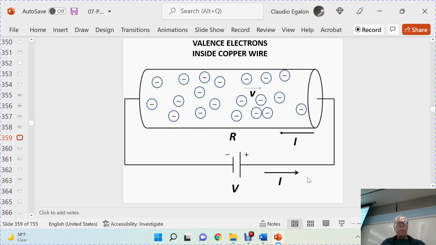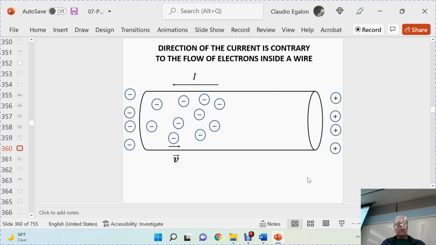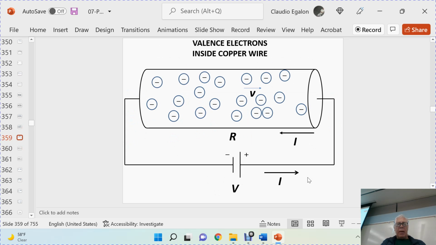Here you go, the electrons moving. We're going to cover that in more detail in the lecture. Now, there is a convention that has been around for a long time. Even though the electrons are moving to the right, today's convention is that the direction of the current is opposite to the velocity of the electrons. Electrons are moving to the right, current is to the left. Electrons are moving to the left, current is to the right.